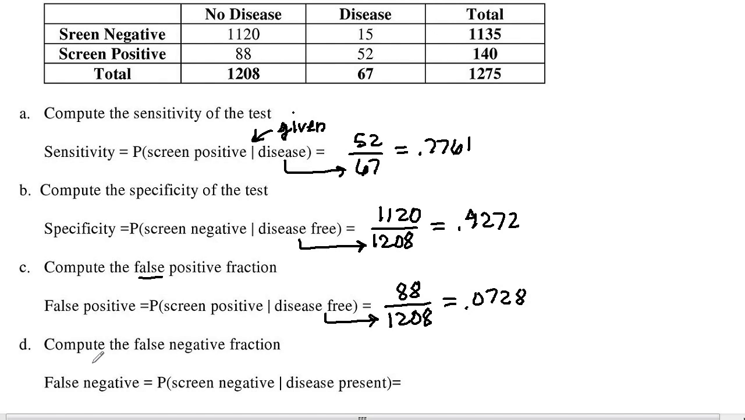And then next here, they want us to compute the false negative fraction. So false negative is going to be when the disease is present, but the screen is negative. So it says the disease is not present when it really is. So it's given that the disease is present, so that's 67 total, so that's our denominator. And then out of those 67, how many had a negative screen? And that was 15. So 15 out of 67, and that is 0.2239.